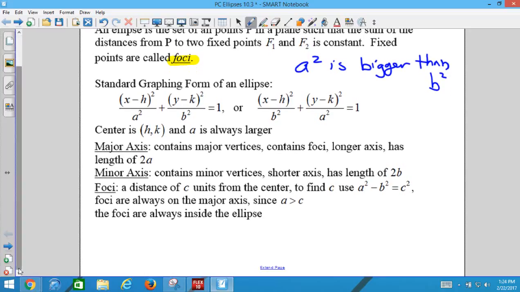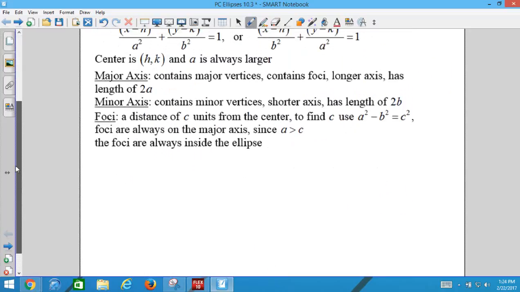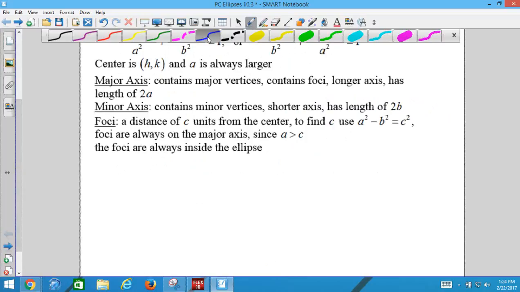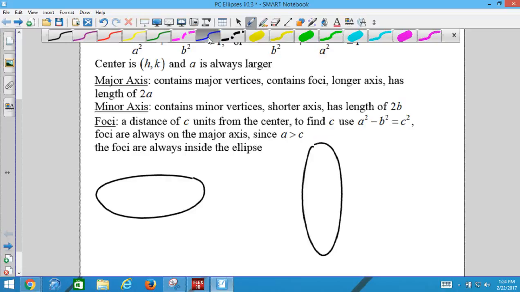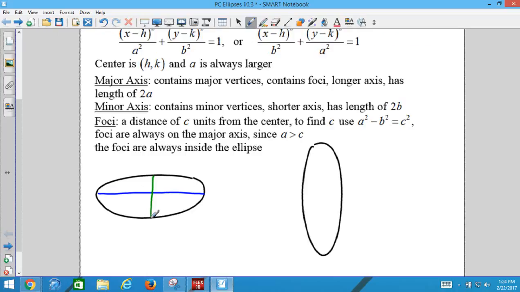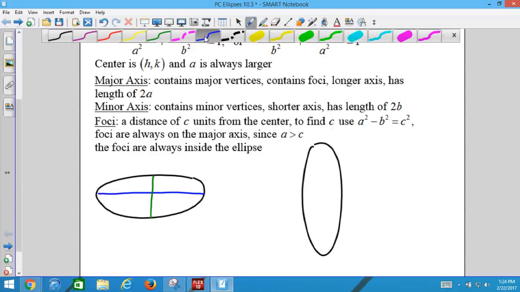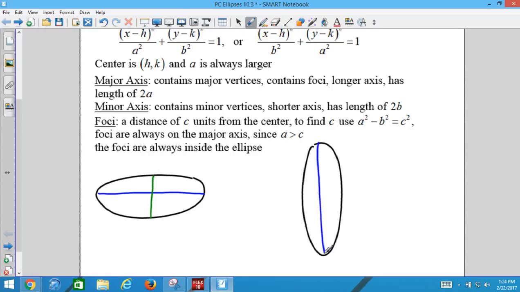To graph ellipses, you're going to have a major axis and a minor axis. So an ellipse, you guys know what an ellipse kind of looks like. I'm going to draw two of them. Here's one. Here's the second one. Now, within this ellipse, we have a major axis and we have a minor axis. Can you guess why I'm calling the blue one the major axis? It's longer, right? Here's the major axis in this one, and here's the minor axis.